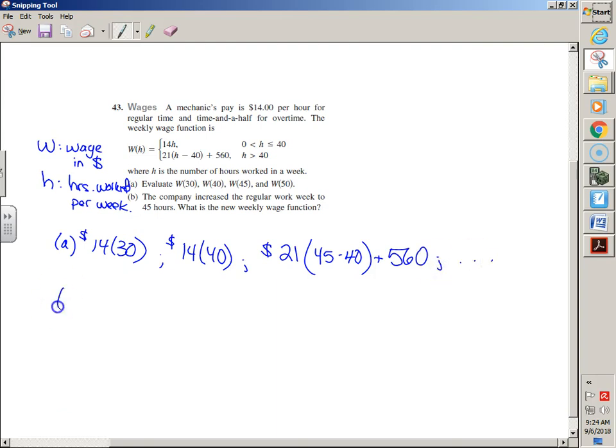But what's letter B say? The company increased the regular work week to 45 hours. What is the new wage function? Okay, hold on. I just explained the old one. And the old one was built on what kind of hour week? A 40-hour a week, right? So what's going to change? Piecewise. So instead of going from 0 to 40, now I'm going to go from 0 to 45, and then I'm going to go above 45. What else is going to change? Is it still $14 an hour? Good.